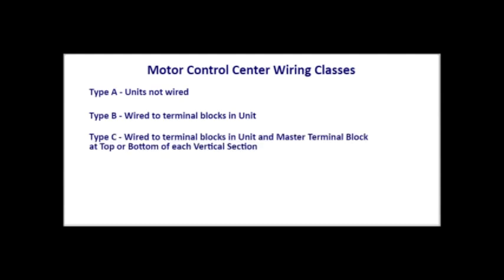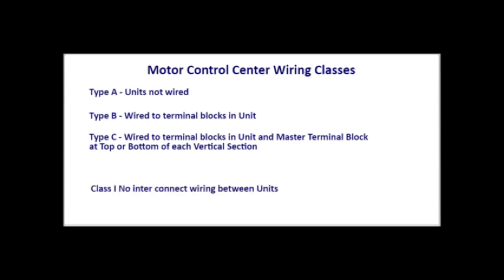Next, we'll spend some time going over NEMA wiring class designations. Type A indicates that the starter units are supplied without any wiring to terminal blocks. Type B stipulates that the wiring is connected to terminal blocks within the starter unit. And Type C refers to units that are wired to master terminal blocks mounted in either the top or bottom of each vertical section. Class designations precede the type classification.